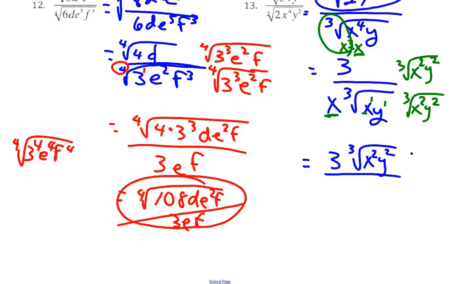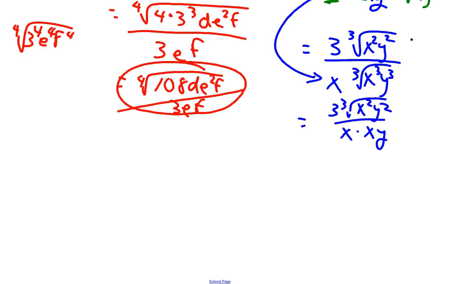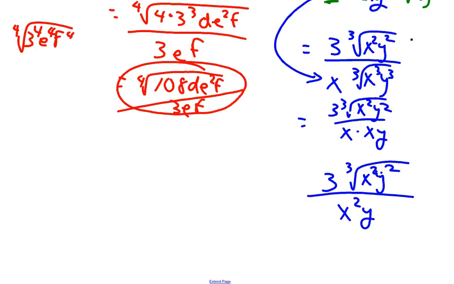I get 3 times the third root of x squared y squared in the numerator. On the bottom, you got that x on the outside, and you have the third root of x cubed y cubed, which turns into x times xy in the denominator. And I wouldn't leave that because x times xy can be simplified. So here's my numerator one more time. My denominator would actually be x squared y.